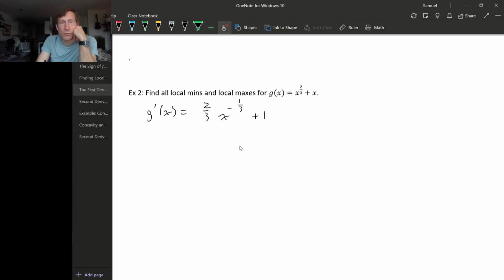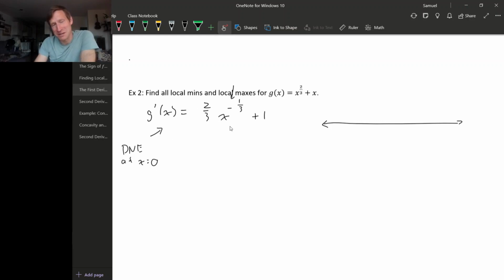All right, now we need to know what the critical numbers are for this so that we can build our sign chart. And this is our first example where there's a critical number that shows up because the derivative doesn't exist. So this derivative does not exist at x equals 0. Because this negative exponent means that we actually have a cube root of x, x to the 1/3, in the denominator. And when x is 0, then we'd be dividing by 0. So this is undefined at x equals 0. And so we have to include x equals 0 as one of our critical numbers.